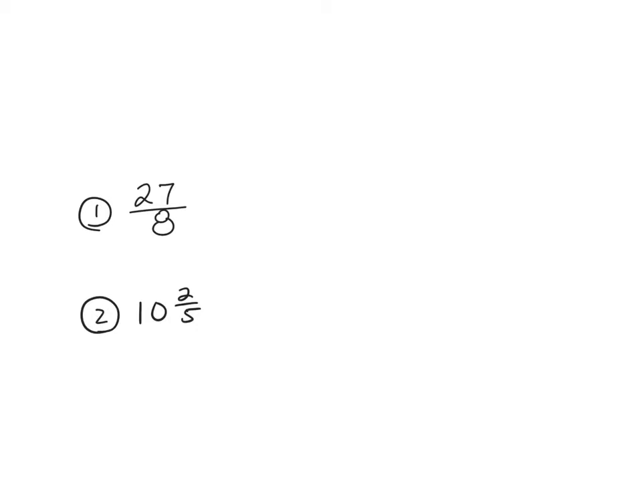Okay, hopefully you've had a chance to go through. I have 27/8. Probably the simplest way, the most efficient way, is to divide 27 divided by 8. Well, how many sets of 8 are there in 27? There are 3. 8 times 3 gives me 24. I'm going to subtract. I'm going to have 3 left over. So the answer as a mixed number is 3 3/8.